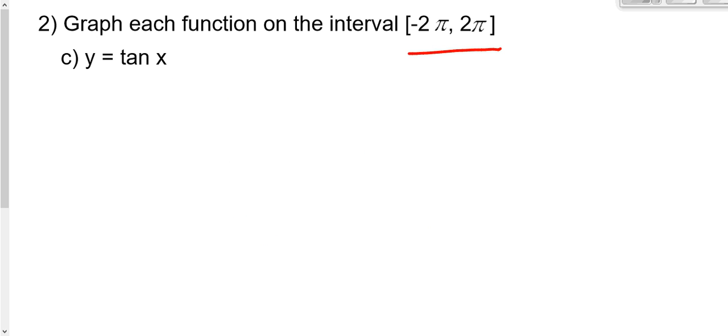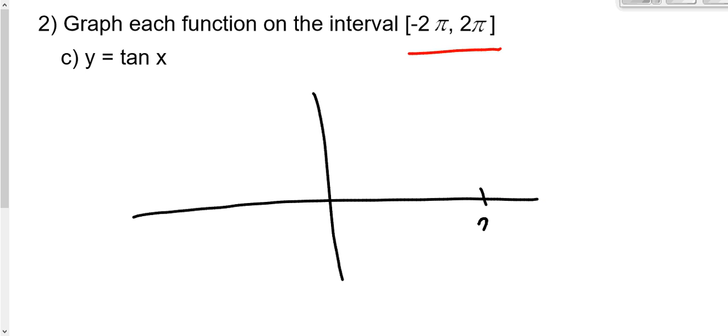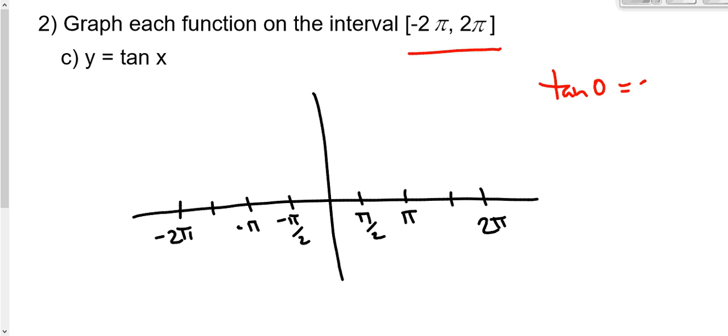And lastly, for the graph of tangent from negative 2 pi to 2 pi, you're going to start by making your axes, putting in a 2 pi, putting in a negative 2 pi. I'm not as concerned about the y-axis. Break that down into chunks. That would be where pi is and negative pi. Break that down into chunks. I have a pi over 2 and negative pi over 2. And then remember that the tangent of 0 is 0. So you're going to have a point there at 0, 0.